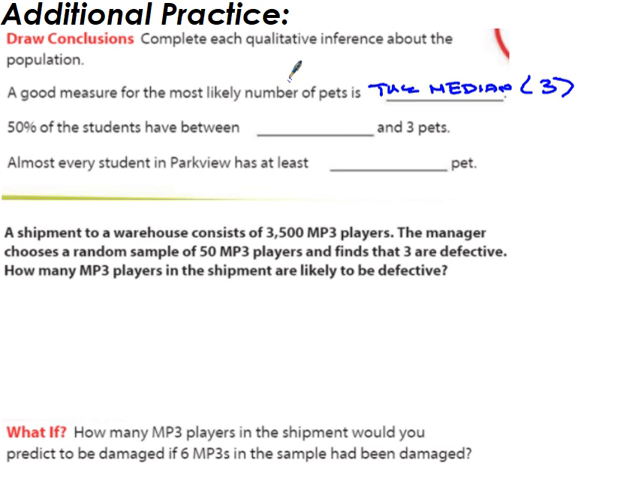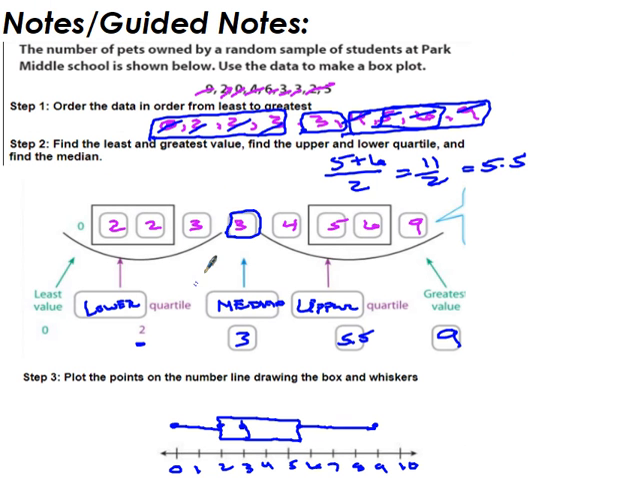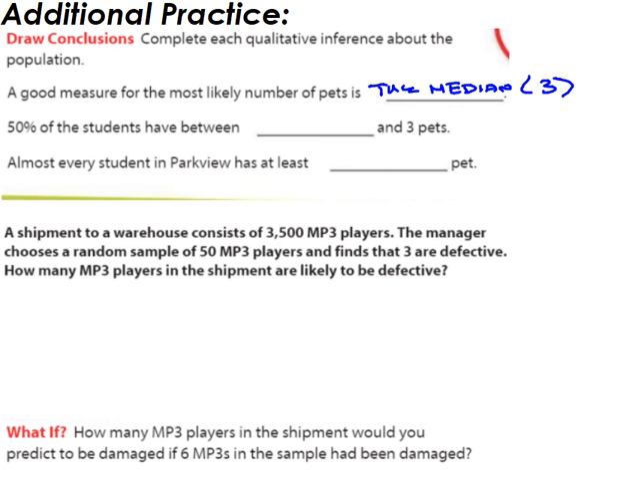50% of students have between blank and 3 pets. Well, the median is the middle number, right? So this is our middle value. That means 50% would have between 0 and 3 pets, because this would be half the data. The other half would be this way. Because we cut it in half at the middle, this is 50%, and this is 50%. So 50% of students have between 0 and 3 pets.